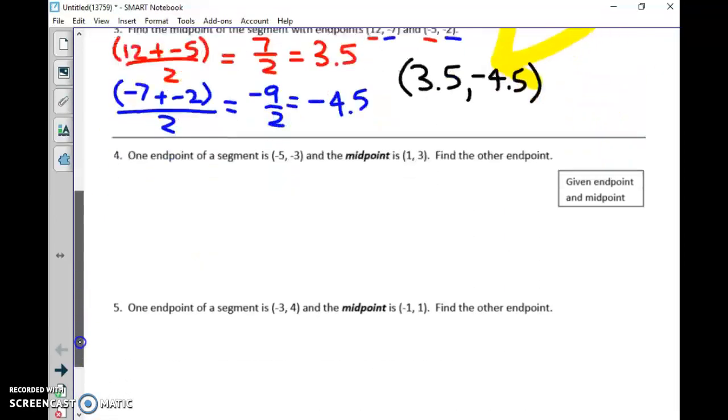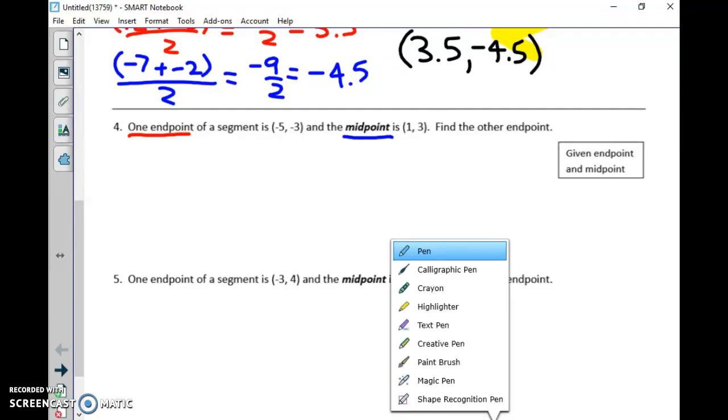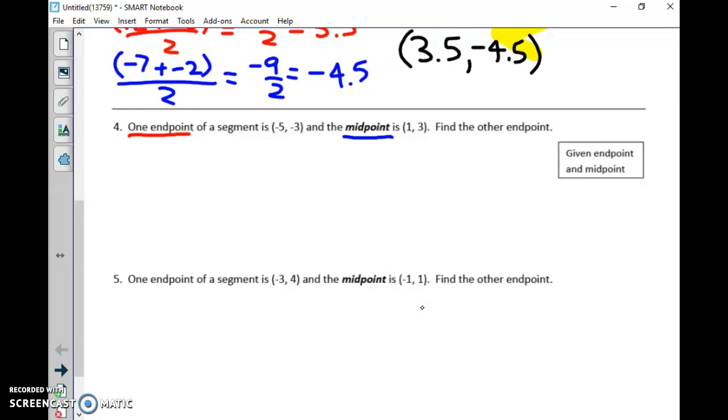Okay? So down here on number 4, it says one endpoint of a segment, and then it says, and the midpoint. We are not given both endpoints. This time, as you can see over here, we are given the endpoint and the midpoint. This is a different type of problem. You cannot do it the exact same way. Okay? So I'm going to show you a method. There are multiple methods to doing this, but I'm showing you one method. This is more intuitive than algebraic.